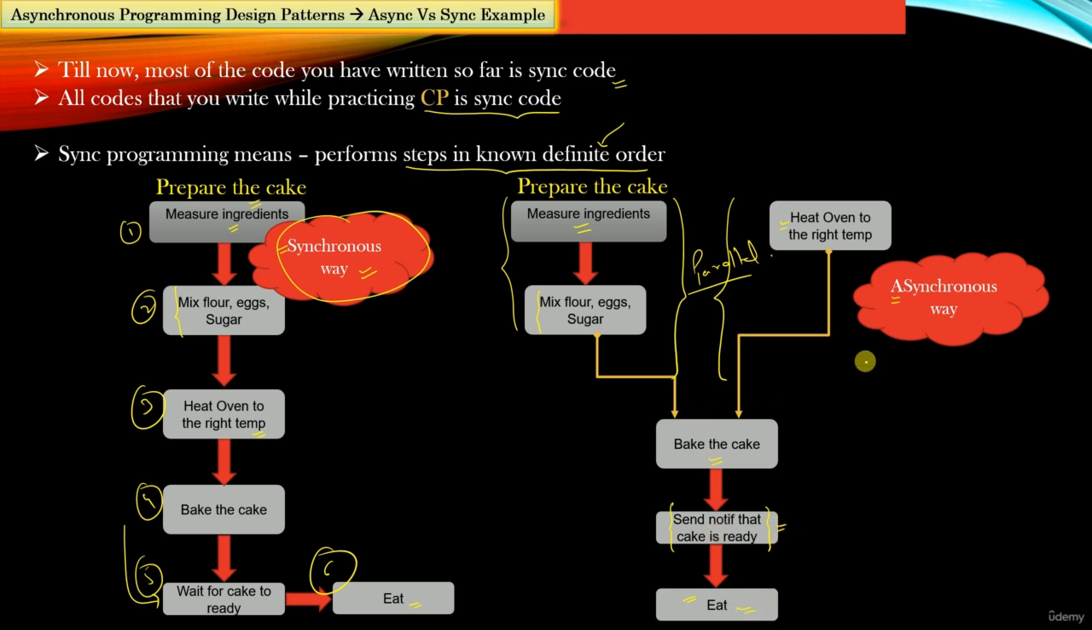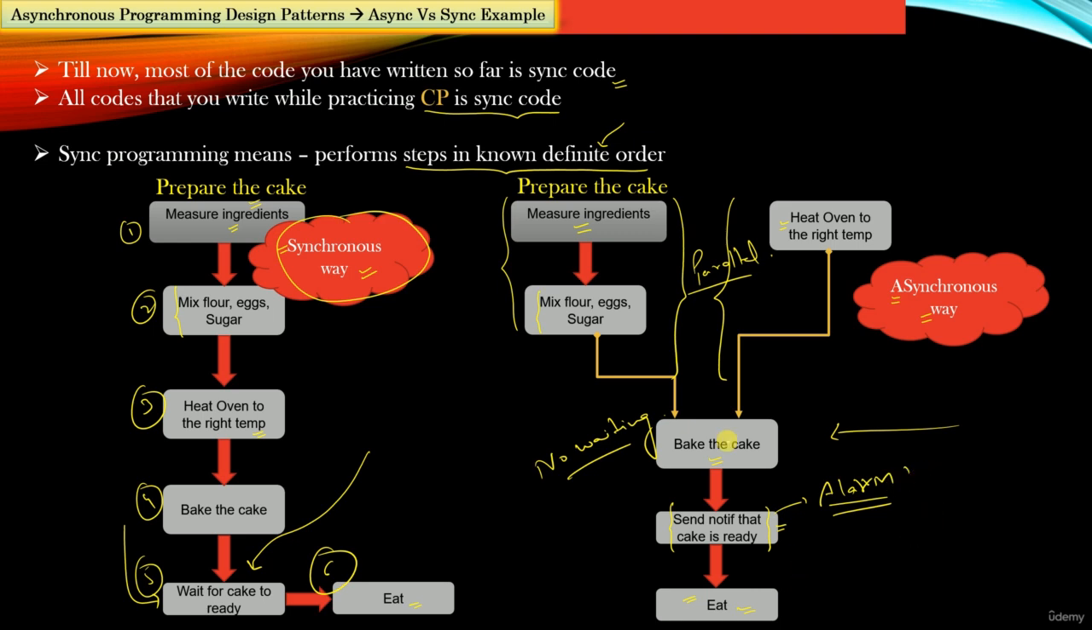So note that in the asynchronous way, there is no waiting. You are not waiting for the cake to get ready. You are doing something else. In the synchronous example, you are waiting, but in this example, you are not waiting for the cake to get ready. Your baking machine will generate an alarm telling you that the cake is ready. So whatever work you were doing, you can simply stop doing that work, come back and eat the cake.